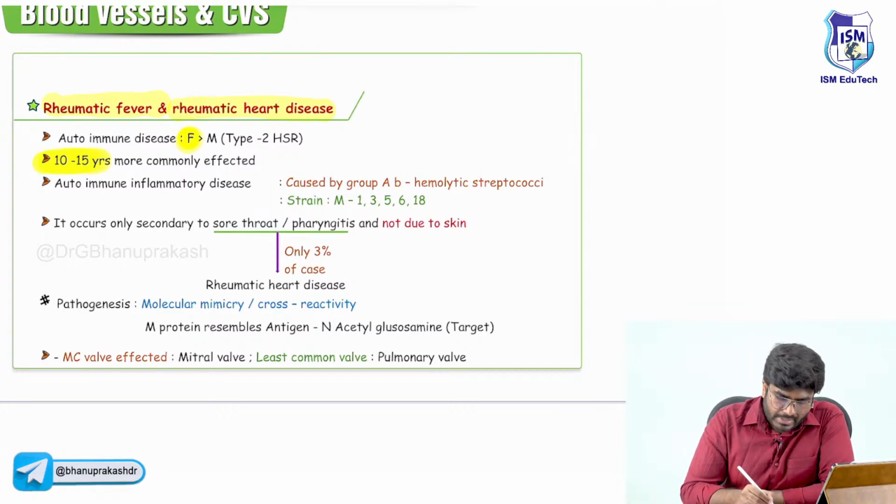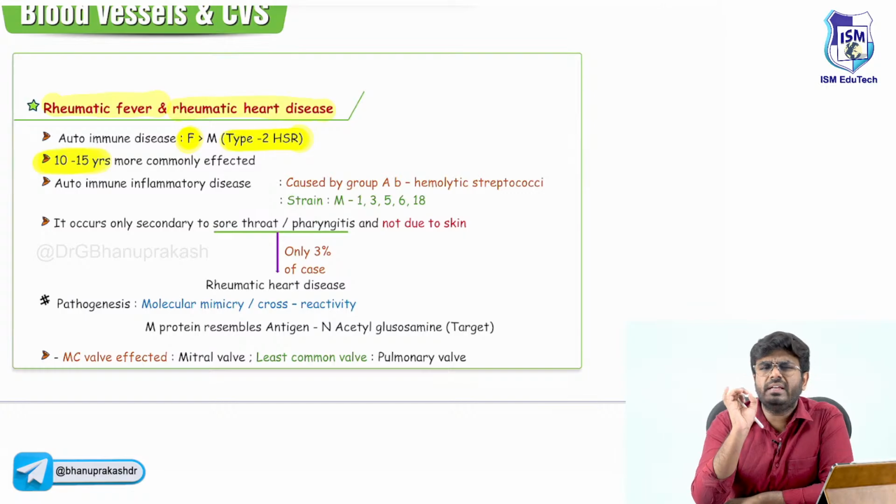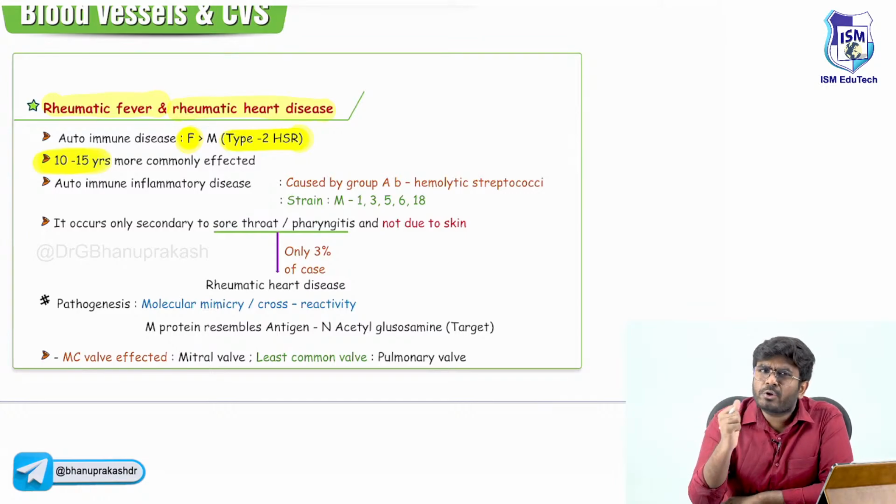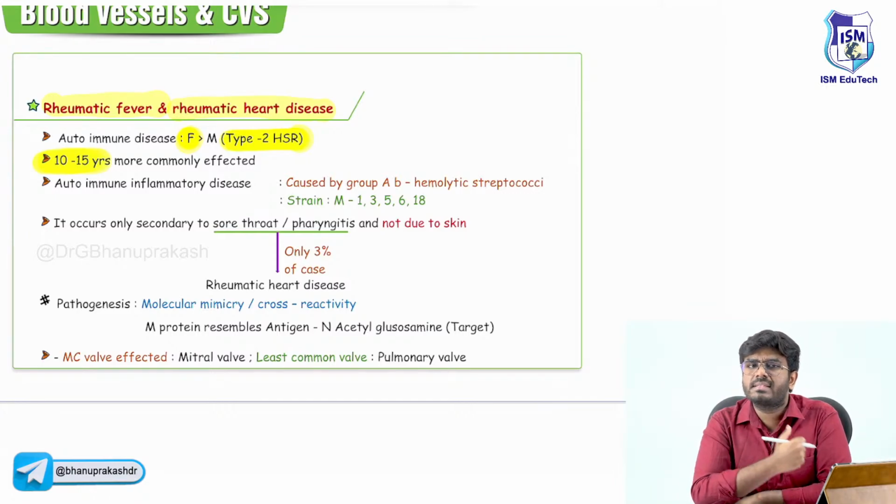It is an example of type 2 hypersensitivity reaction. We will go one by one in detail. First, I am telling you the general points. Acute rheumatic fever is seen in females. True. Acute rheumatic fever. What is this, sir?